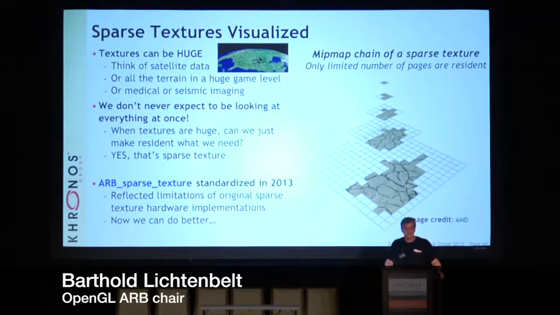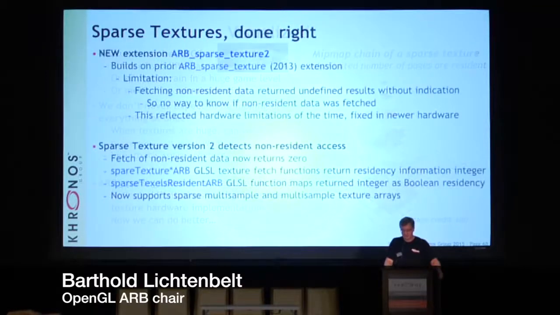Textures can be huge, maybe bigger than your video memory, so not all of it can be resident at once. So sparse textures solved that by making partial residency a possibility. However, sparse textures did have a few issues, so we fixed that with sparse texture 2.